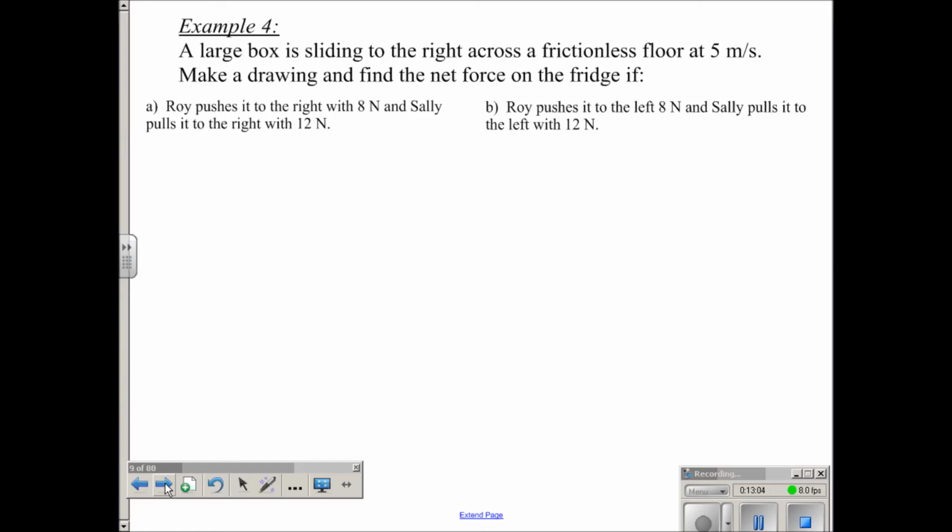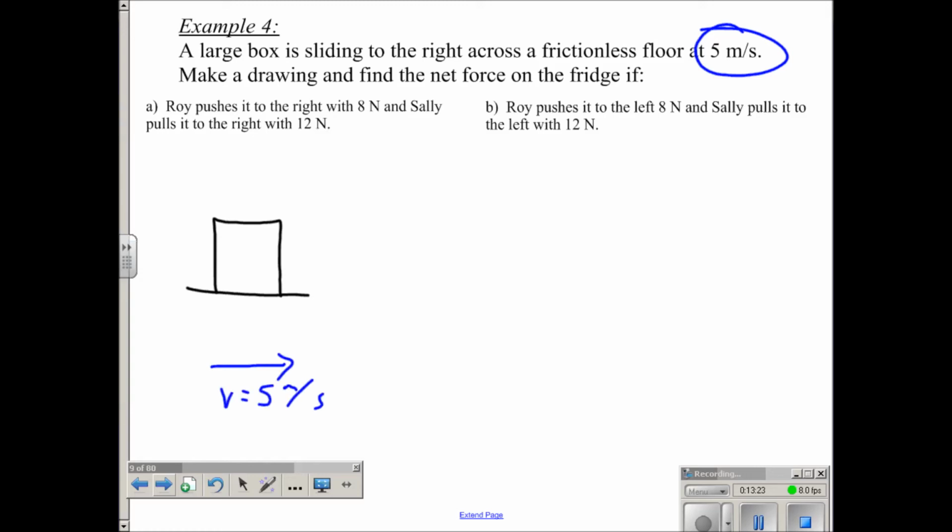So once again, we're going to draw the box. Okay? It's sliding to the right at 5 meters a second. So that's a velocity, right? 5 meters per second is a velocity. So when I draw my velocity arrow, remember, it does not touch the object. I'm going to label it velocity equals 5 meters per second. So there's my velocity. Now on to the forces.